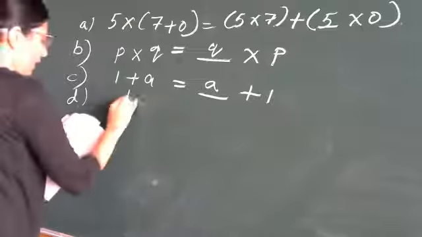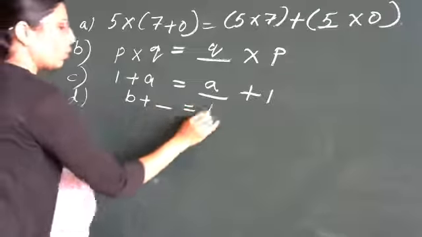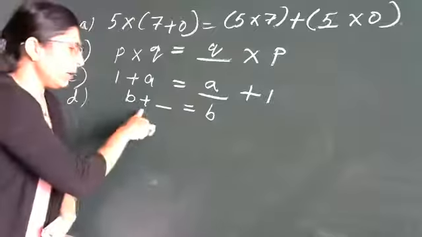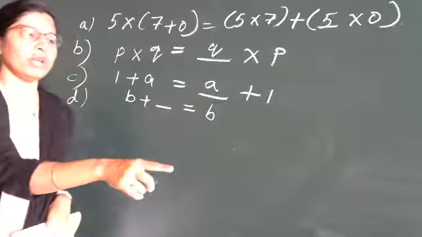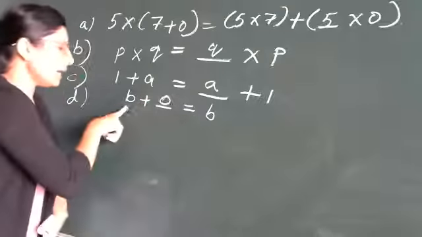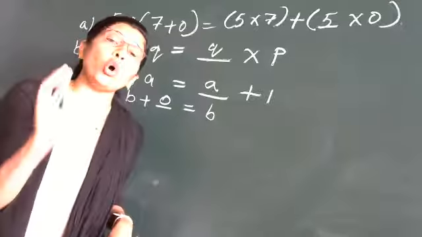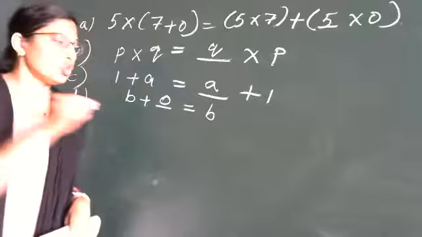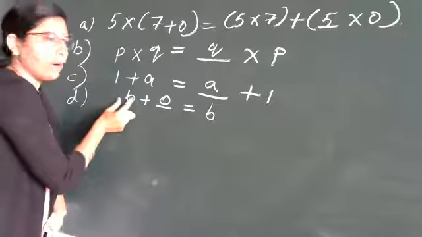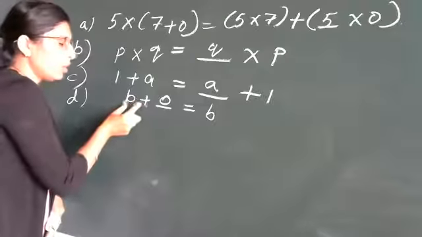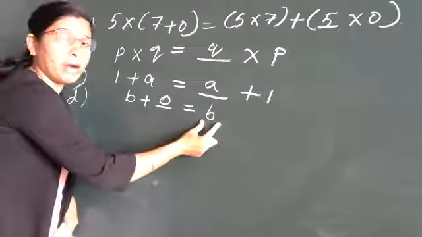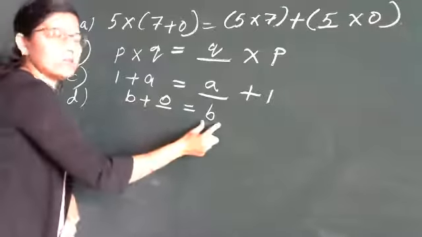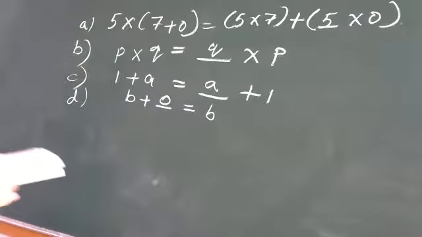Very good. B plus dash is equal to B. Zero, yes. Very good. See here, B is any whole number. Whatever alphabet they have given, consider it a whole number. So if B is any whole number, which number will you add to it to get the same number? That is 0. So B plus 0 is B. Next.